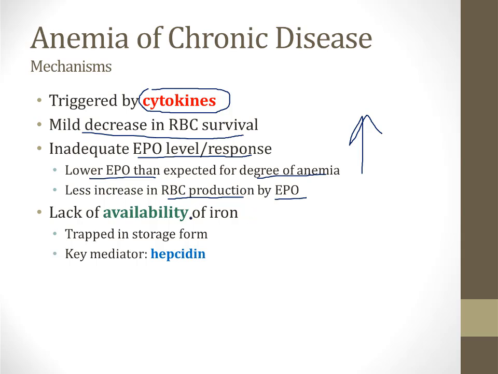And then the final mechanism, which is one of the most important, especially for step 1, is to be aware that there is a lack of availability of iron among patients with this condition. Iron gets trapped in the storage form inside the body, and the key mediator of this process is a molecule called hepcidin. So let's talk about hepcidin now.